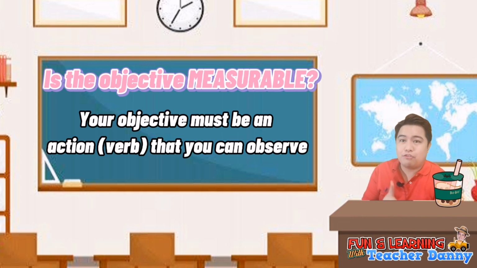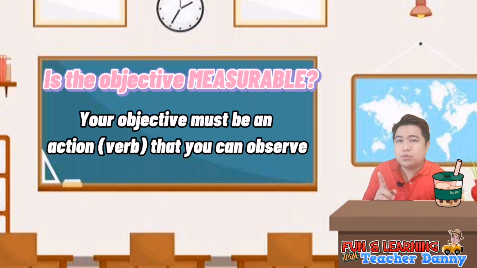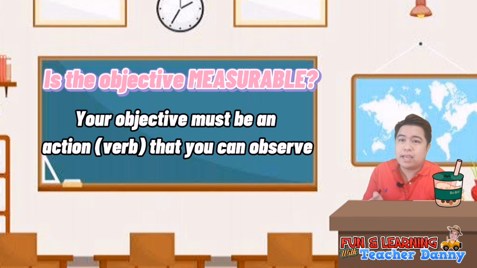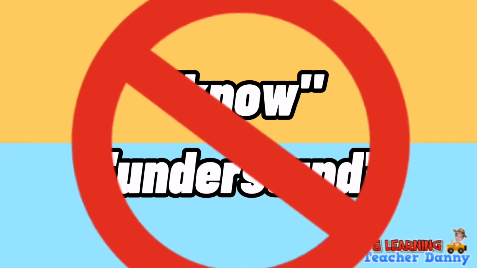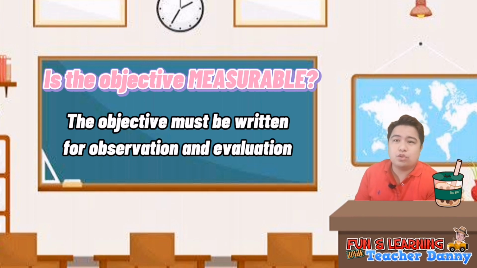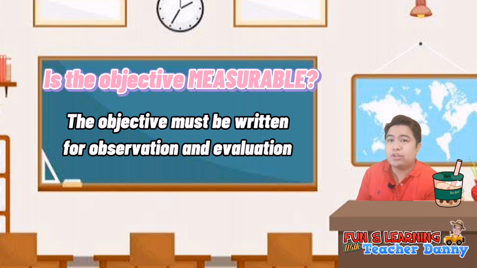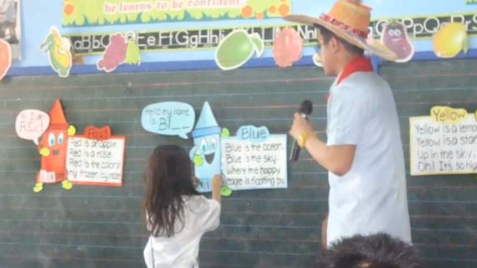That means, first, it must be an action that you can observe. This is where the common mistake of using words like know or understand comes in, which are not actions that can be objectively observed. And second, the objective must be written so that the observer could watch the learner's performance and agree if the objective has been satisfied or not.